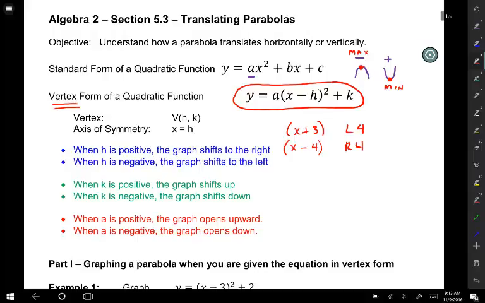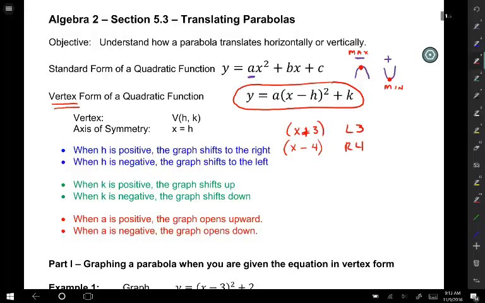Layla, question? Wait, wouldn't it be switched? Remember in our parentheses, it always goes the opposite direction of the sign. So since the sign on the inside is a plus 3, it goes negative 3, which is left. Oh, did I put 4 there? Sorry, left 3. Does that make sense?